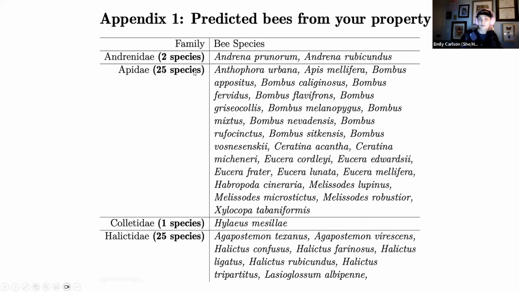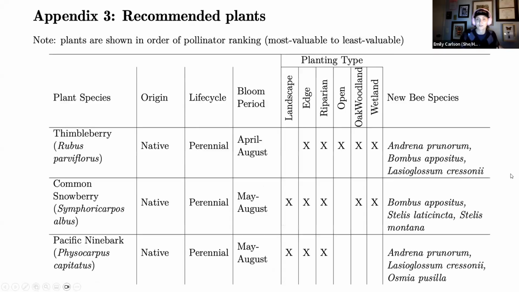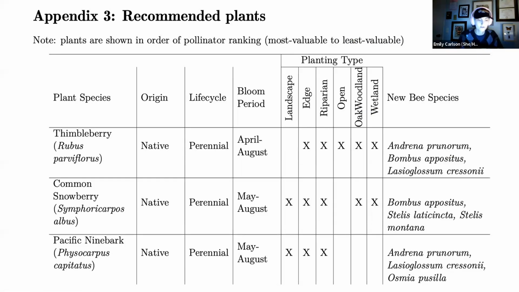Here's some examples of the predicted bees that might be on your property based off of what flowers we know bees visit, and therefore, what flowers you have on your property. And then you would get a list of what you could do to enhance it even more, as well as telling you where those types of plants might fit. And great, so that is the Bee Stewards.